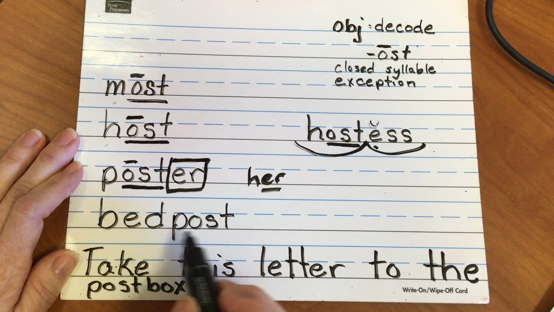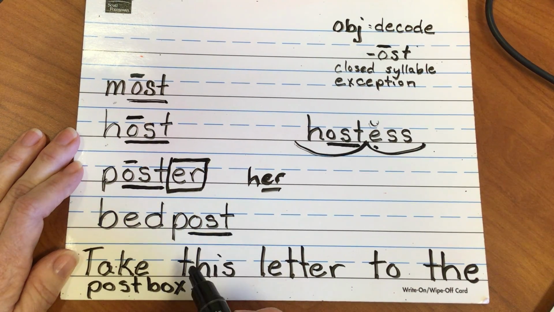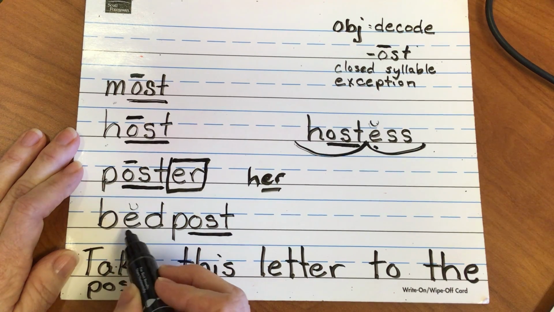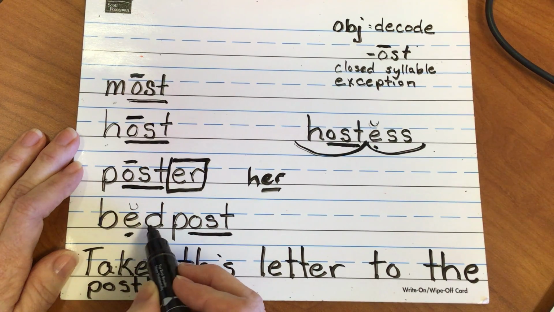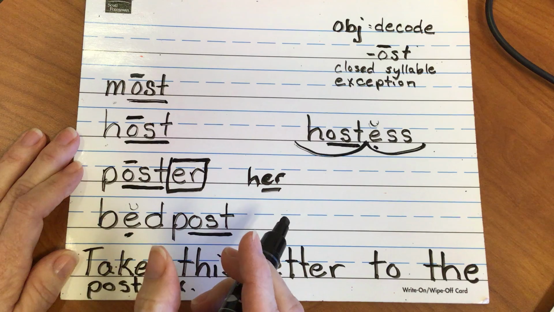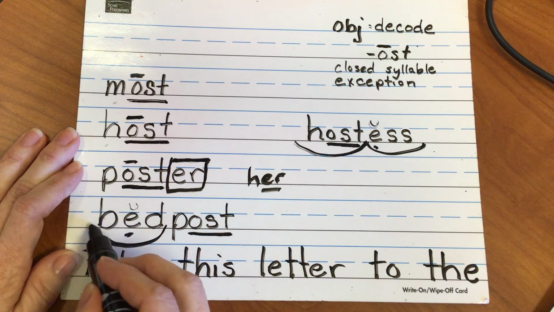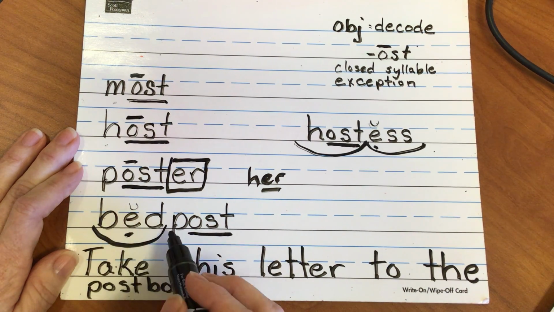In this word, I see my OST, and there's my exception. This one follows the same rule as a closed syllable. It's one vowel followed by a consonant, which makes it that short vowel sound. So I'm going to split it right here, and I'm going to read it as bedpost.